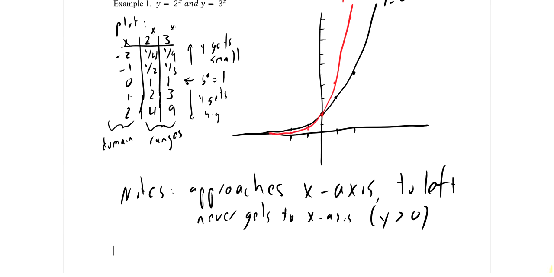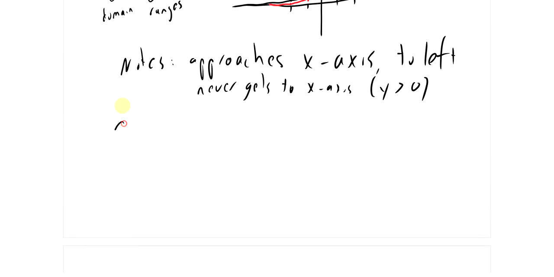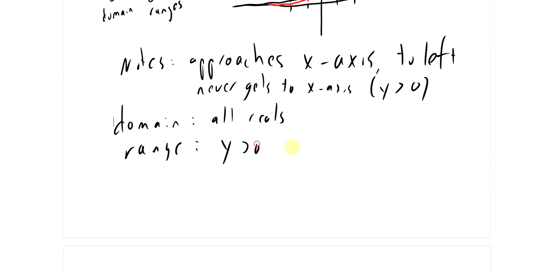So what does that tell us about domains and ranges? Because that's something we're always interested in. For any exponential function, the domain is all reals, and the range is y greater than 0. And that's for functions that look like y equals b to the x, where b is any positive number.